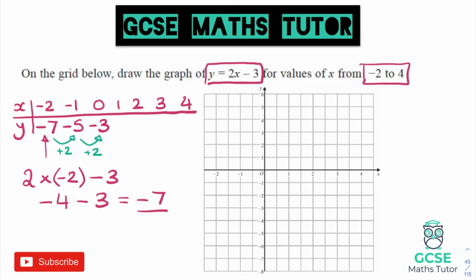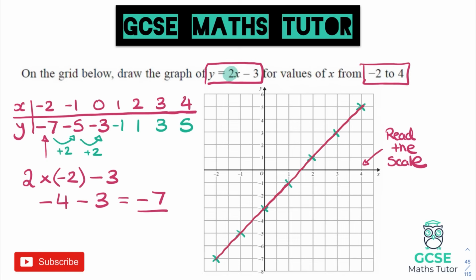Once you've done a couple, you can spot a pattern, and then once you've filled in the rest of the pattern, you can go about plotting those coordinates on your graph and making sure you read the scale and join up your points with a nice straight line using a ruler and pencil. That's how you're going to go about drawing any of these graphs.